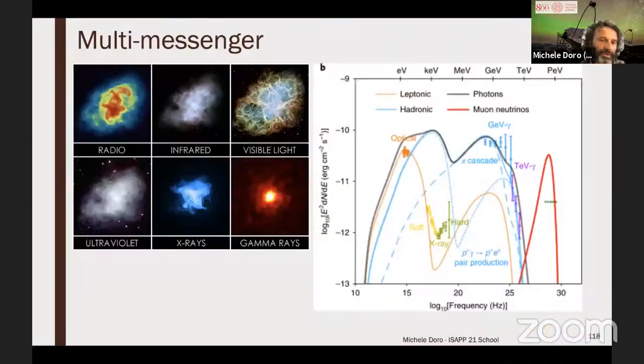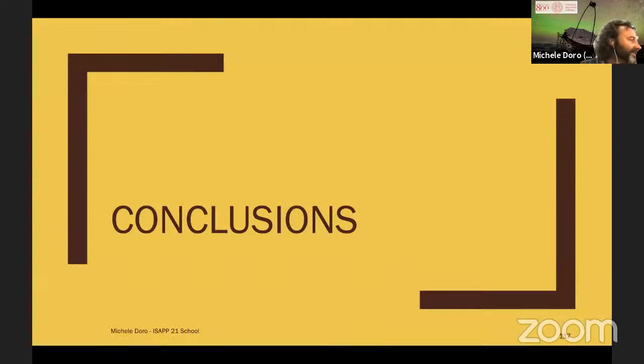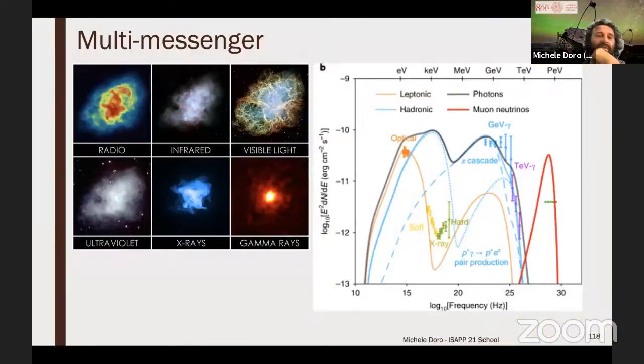Okay, so conclusion. I think I said already too much. I was running fast. But I was trying to give you some messages. Okay, so first of all, we need all this kind of instrument. Our knowledge of the gamma ray sky is based on all the other bands. That's an image of the same supernova remnants in 6 energy bands. You see how different it is.